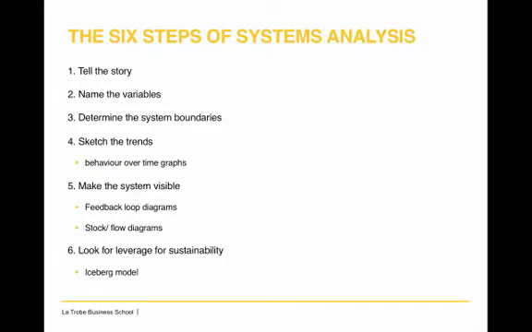We've organized your prescribed reading on this topic into a 6-step process for systems analysis. We believe that this will help you with not only understanding the key concepts, but also how they fit together in developing systems thinking. The 6 steps are: firstly, tell the story, name the variables, determine the system boundaries, sketch the trends, make the system visible, and finally, look for leverage for sustainability. It probably doesn't mean much right now, but we will work through each of these steps to make them clearer.